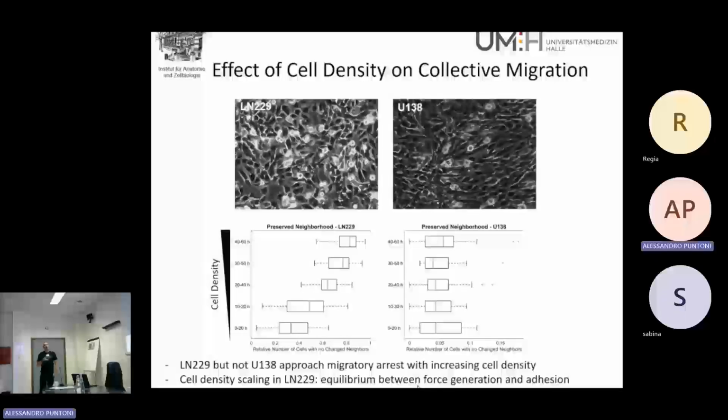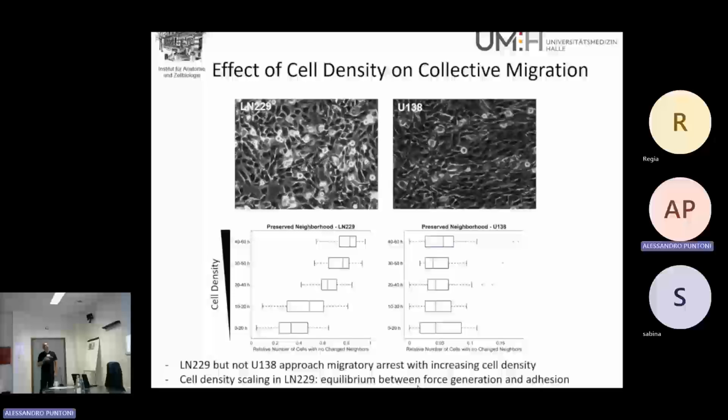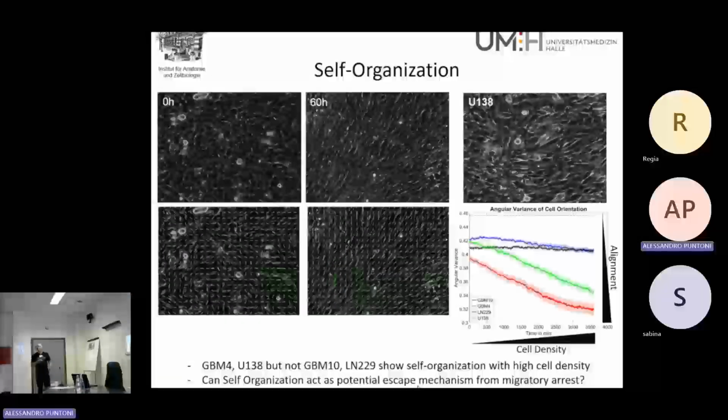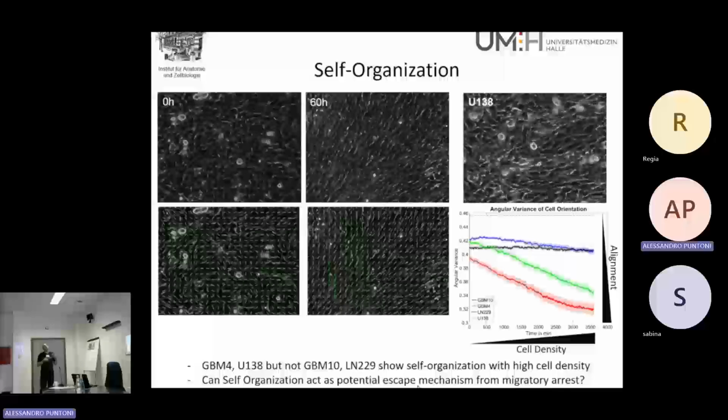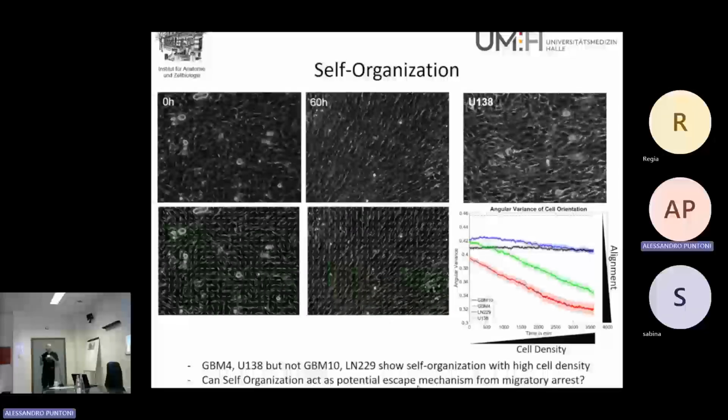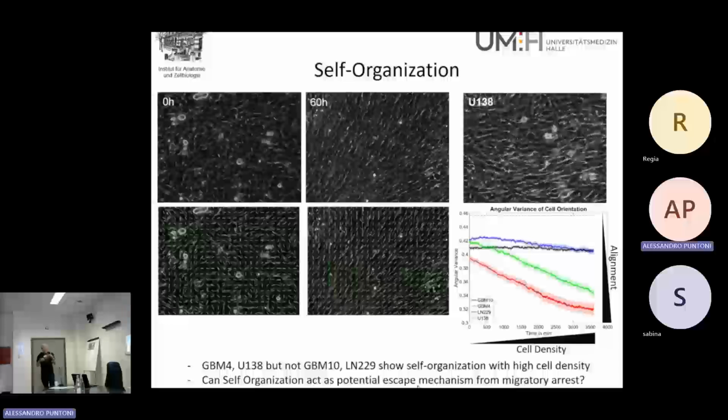So we wondered why this might be, and as you might have seen in this video on top already, we saw a transition of the organization in these cells from an initially rather unorganized state into a state where cells align with each other, pointing in the same direction.